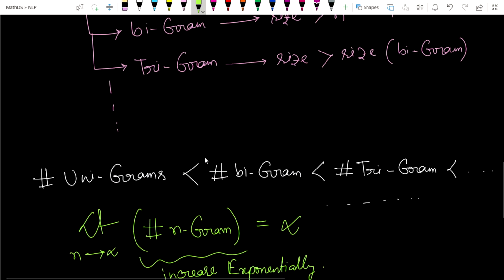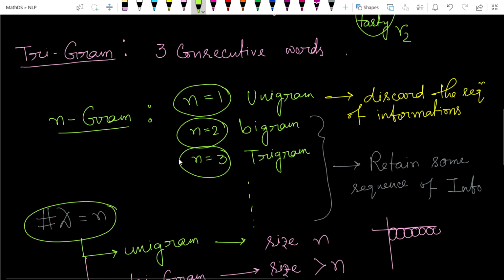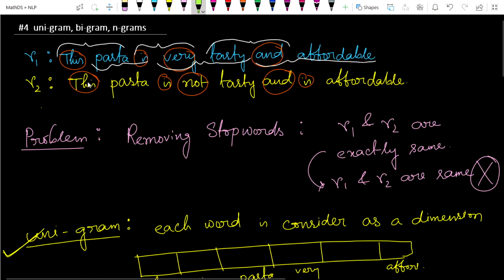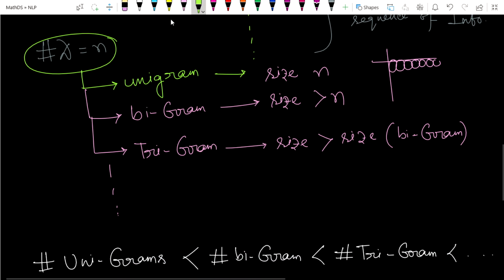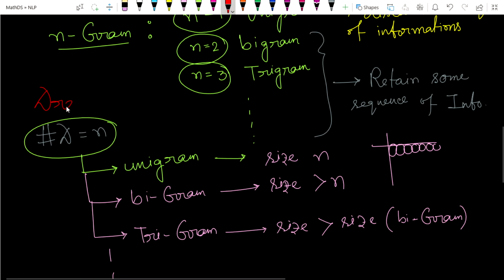Just try to think about this as an exercise on your own. If you consider unigrams for each review, how many words will you get? If you take bigrams, how many distinct words will you get? If you take three consecutive words, how many? Let's try to think it through ourselves as an exercise. Okay, so this is the main problem, the main drawback of it.